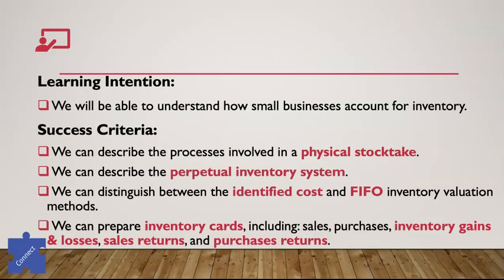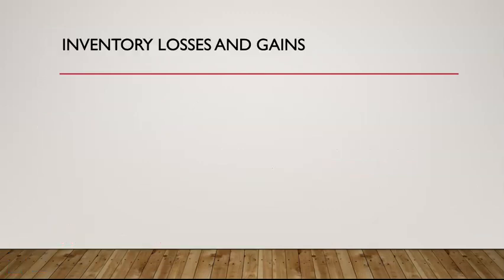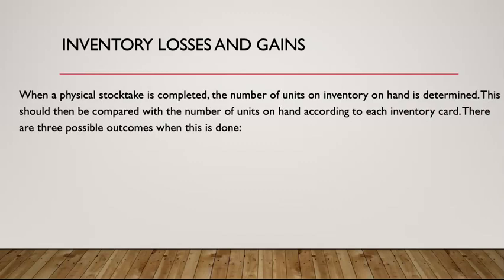So we've gone through a number of things in this series of videos to help you understand how a small business accounts for inventory. And this video assumes that you understand what a physical stock take is and also a perpetual inventory system where we record the movement of inventory coming in or out of our business. Because this video is going to solely focus on how we record things in inventory cards and particularly inventory gains and losses. So what is an inventory loss or gain?